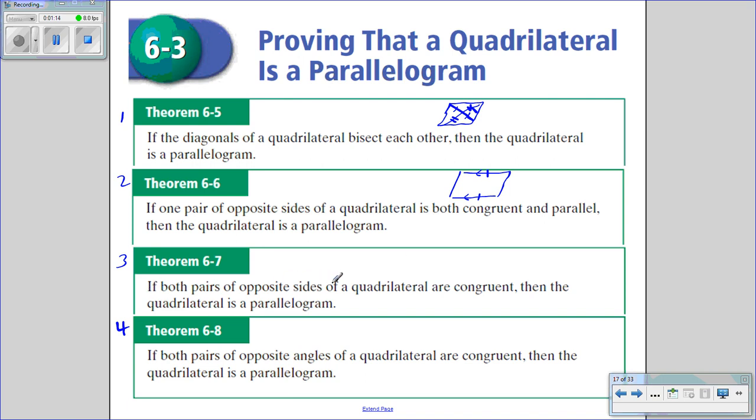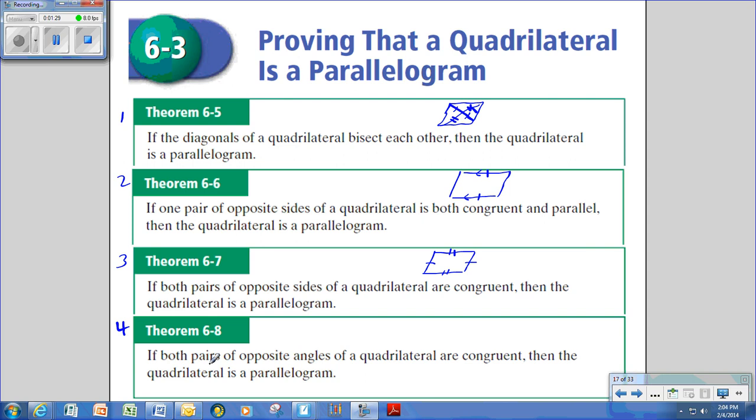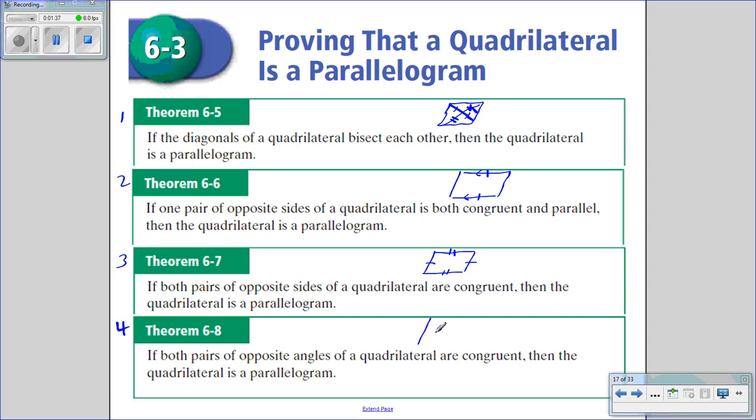If both pairs of opposite sides of a quadrilateral are congruent, then it's a parallelogram. So again, if you have a four-sided shape where opposite sides are congruent, then it's a parallelogram. Finally, if both pairs of opposite angles of a quadrilateral are congruent, then the quadrilateral is a parallelogram. So if you have a four-sided figure again, and opposite angles are congruent, both pairs, then you have a parallelogram.